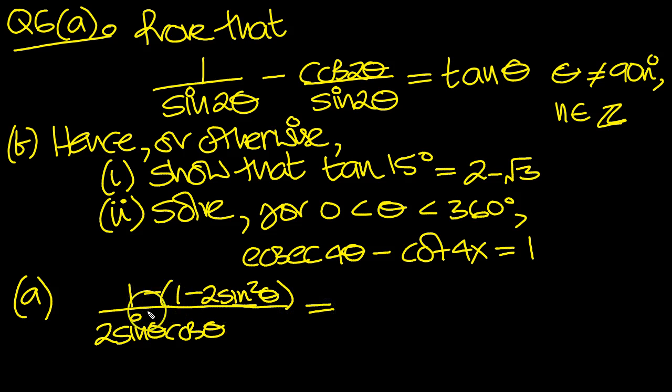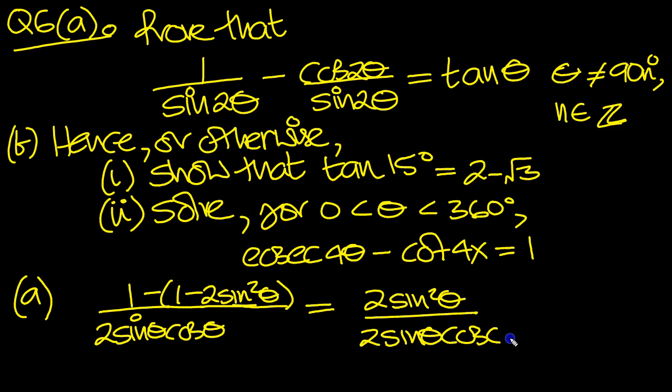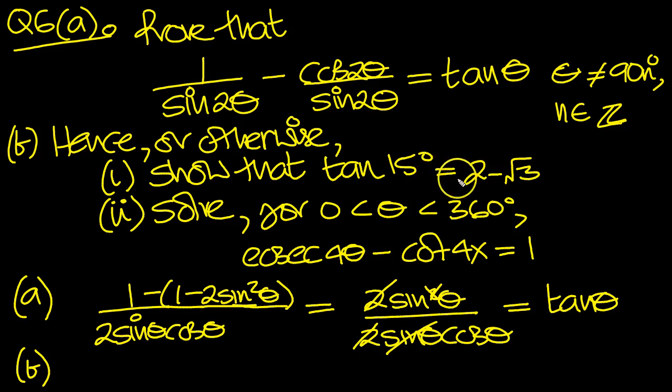That's equal to, the 1's will now cancel, we'll get plus 2 sine squared theta on the top, because a minus and a minus is a plus, over 2 sine theta cosine theta. And now the 2's will cancel as we wondered. And one of the sines will cancel here. And it's just going to leave sine theta over cos theta, which is tan theta, provided that these conditions hold, of course, because we can't divide by 0. Part B, hence or otherwise, show that tan 15 is equal to 2 minus root 3.